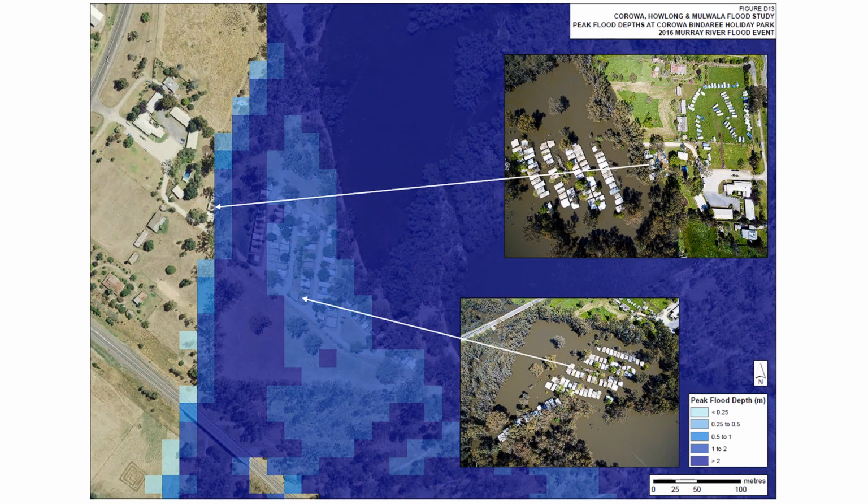We also compare to other information, such as photographs and observations from the community, with an example shown here for the 2016 flood at Corowa.